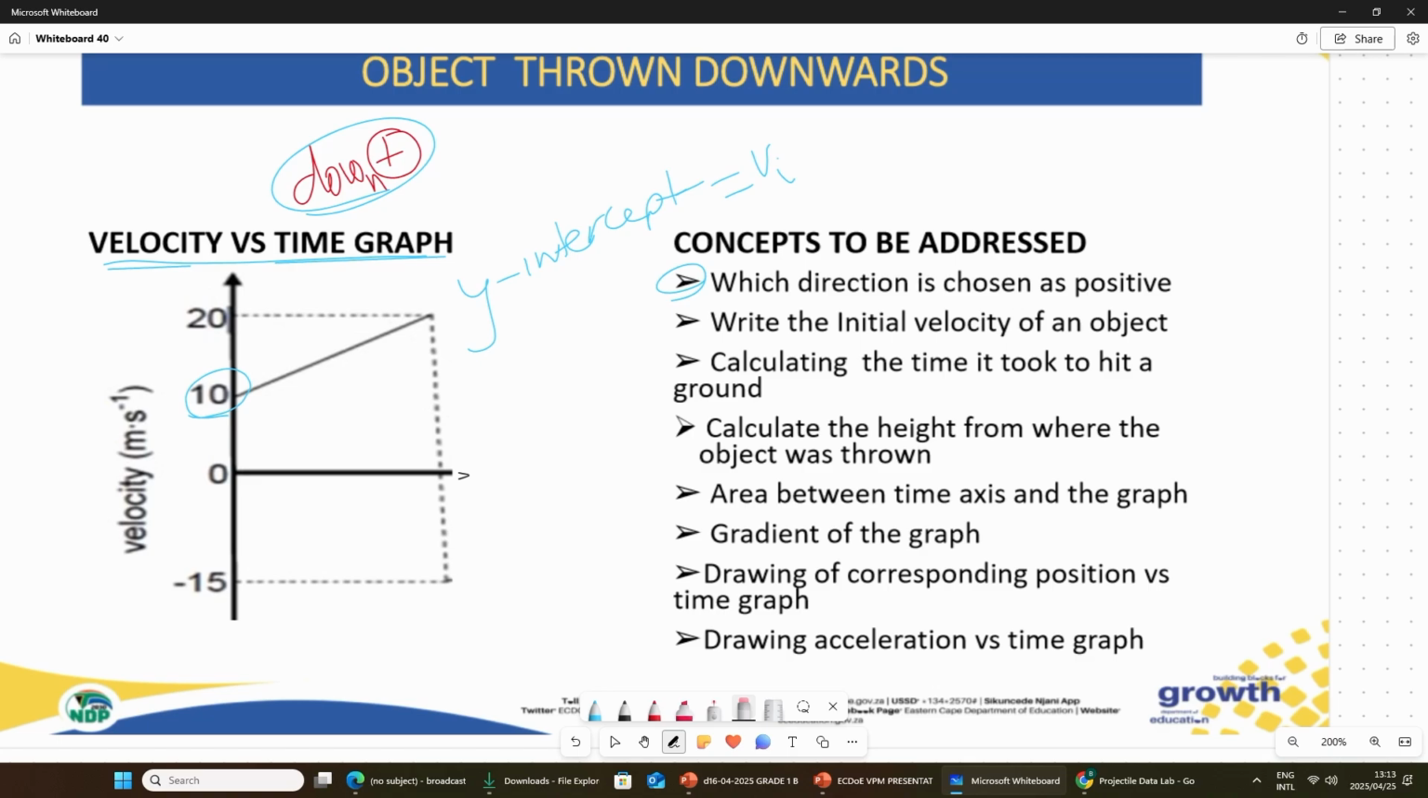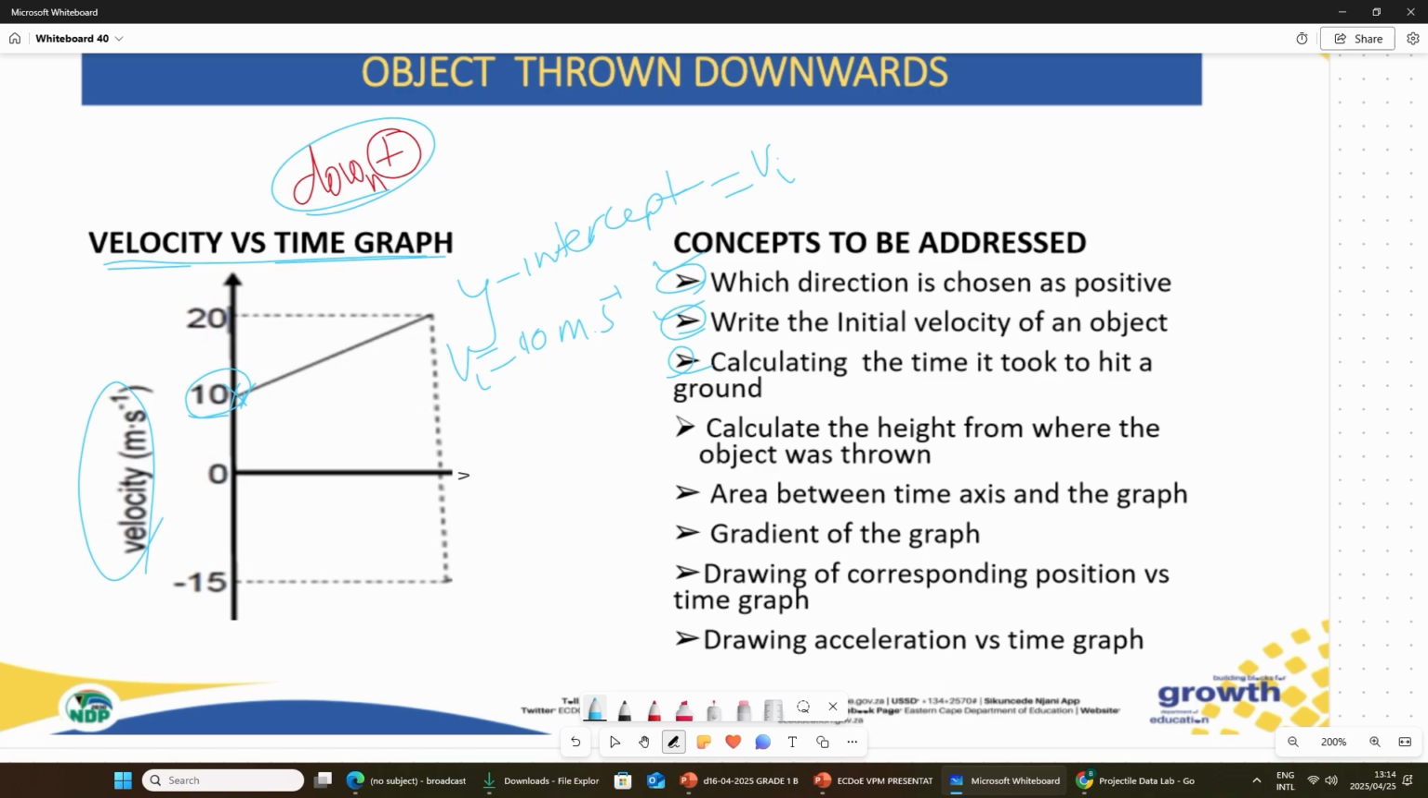So to answer this question, the initial velocity of an object is given to be 10 meters per second. We got that from our y-intercept. So the y-intercept represents our velocity. Then if we go to the second one, let me just tick so that we are done with these ones here.